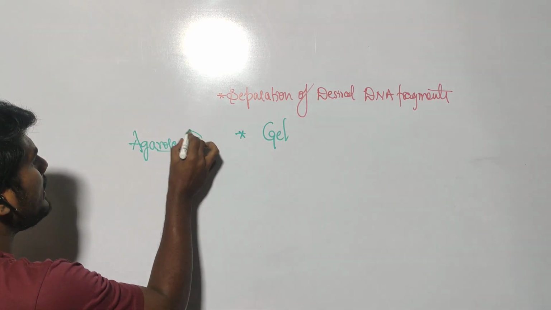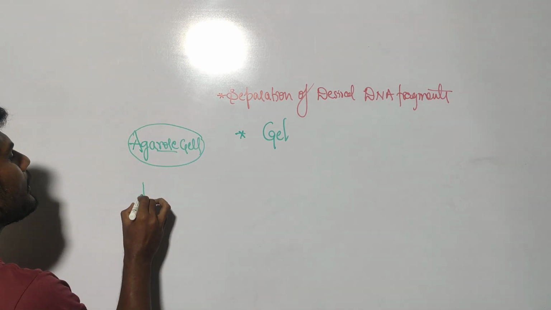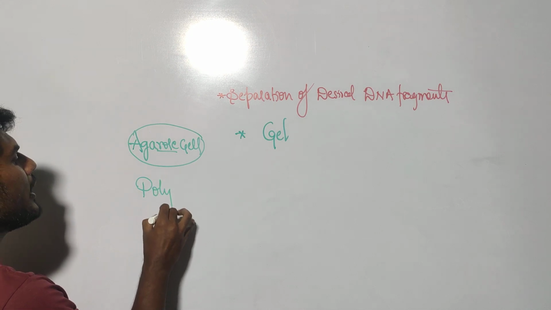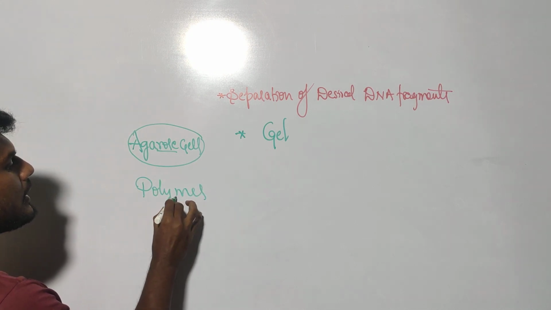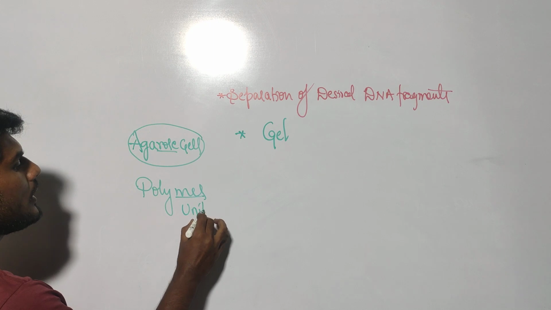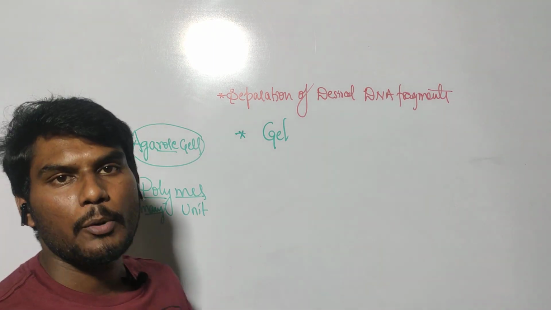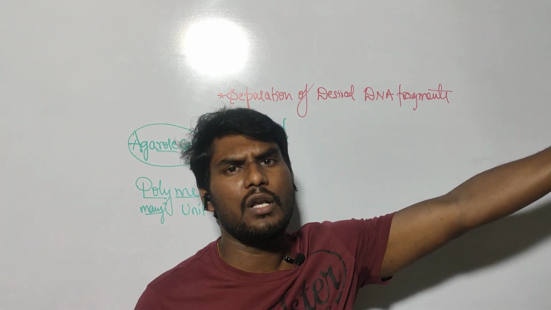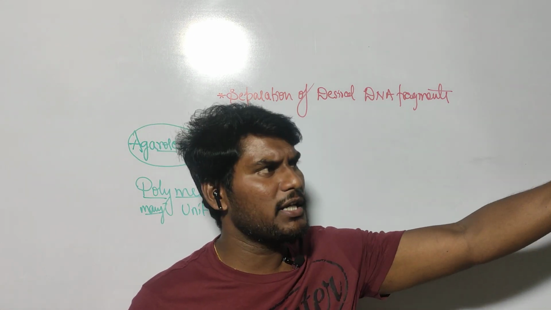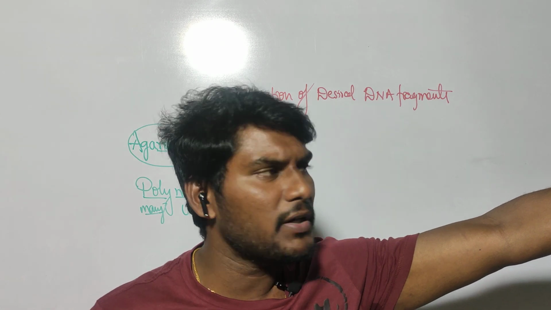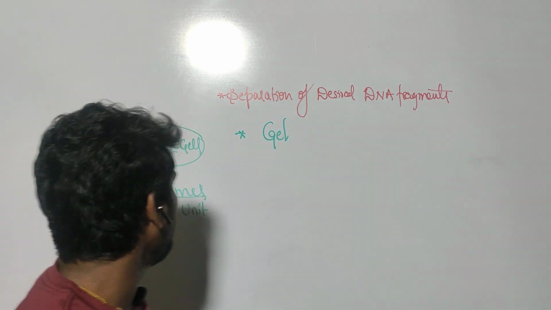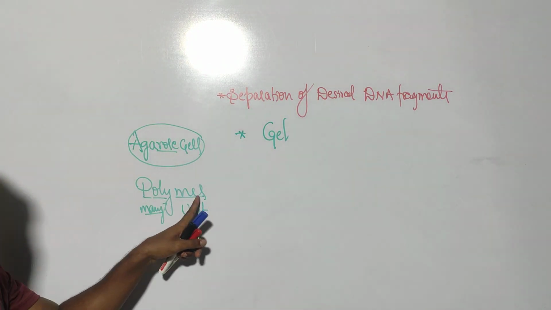This agarose gel is a polymer. P-O-L-Y, poly. M-E-R, mer means unit. Poly means many, meaning it is made up of many units. A wall is a polymer. What is the monomer for a wall? Brick. A wall is a polymer, right? It is made up of many units. Now, same like that only, agarose gel is a polymer.